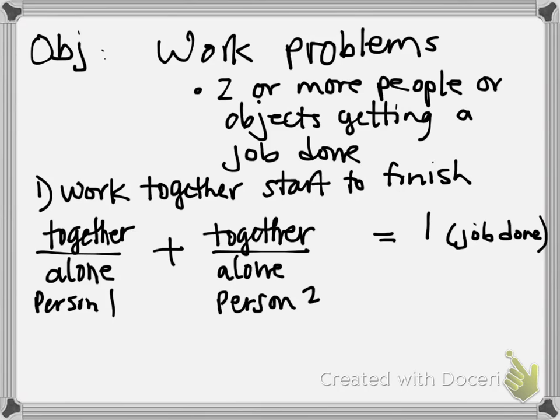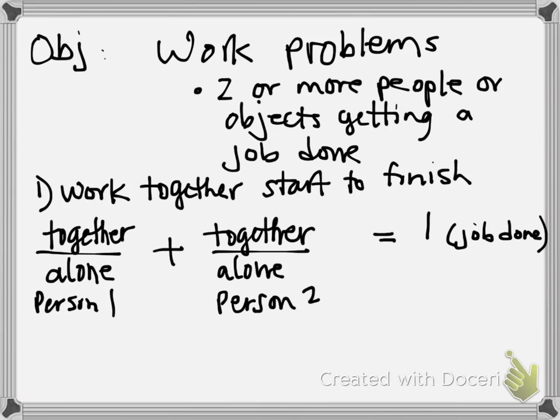So, together, over, alone for one person, plus together, over, alone. And if you think about it, the together time is less than the alone time, so we have a legitimate fraction plus a legitimate fraction that could add up to equal one whole. If we swapped it, we would have an improper fraction plus an improper fraction, which could never equal one whole. It would never work. So it's always together, which is smaller, over alone, which is larger, so that we have real fractions, not improper. And that's how I set up my situation.